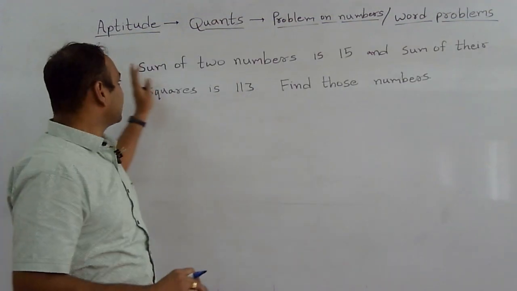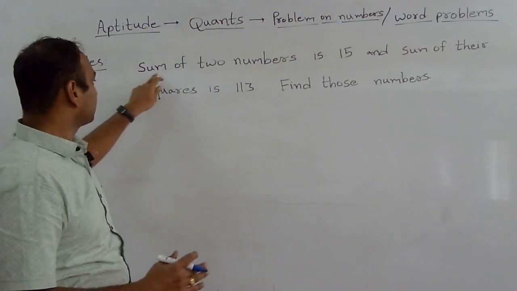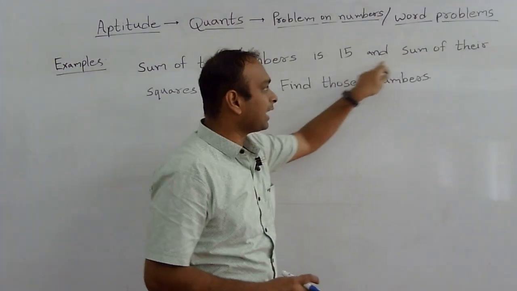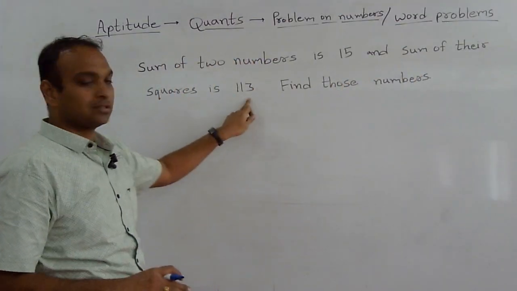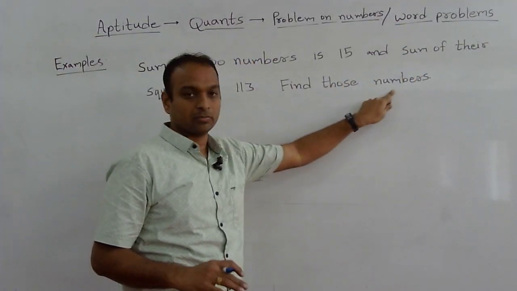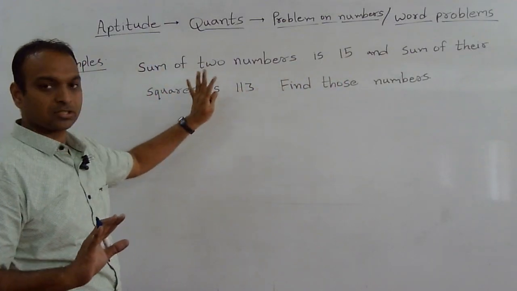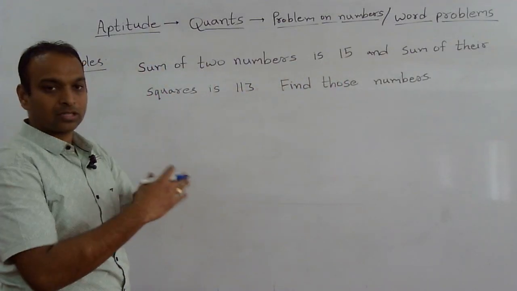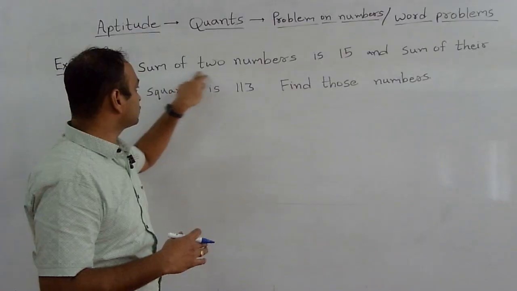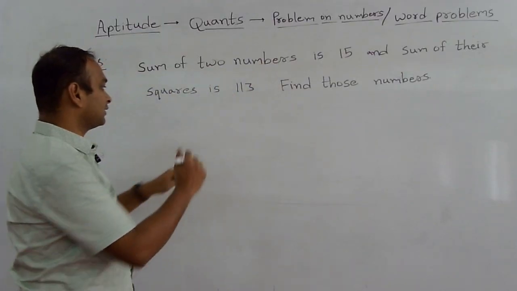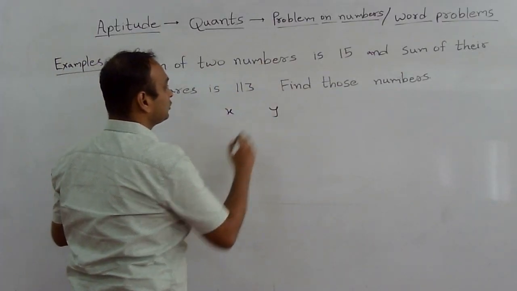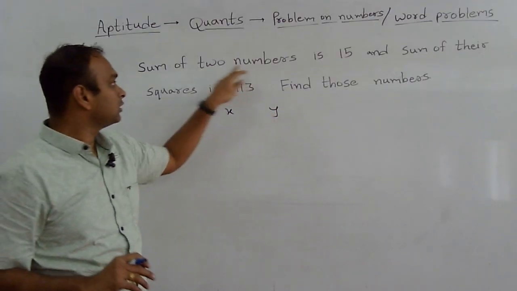So here we have another problem. Let's read it first. Sum of two numbers is 15 and sum of their squares is 113. Find those numbers. Okay, very easy to understand. Let's form the equations first. There are two numbers, so let's take x and y. These are the two numbers, the variables.